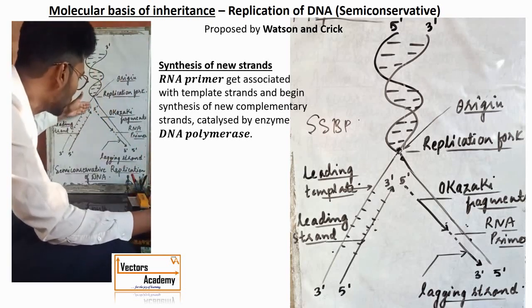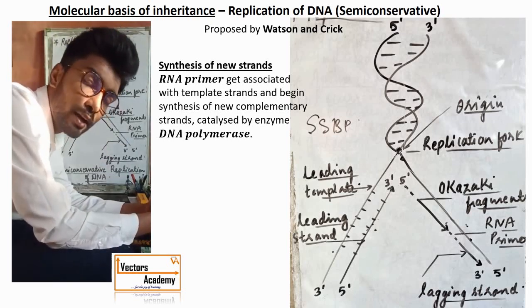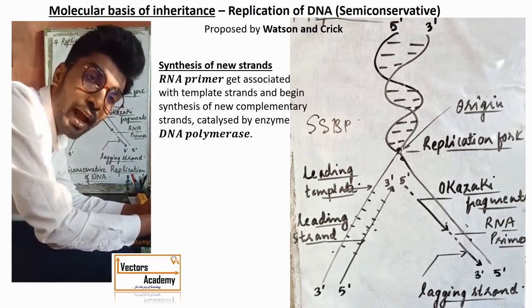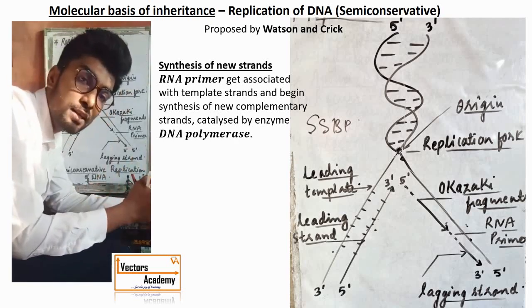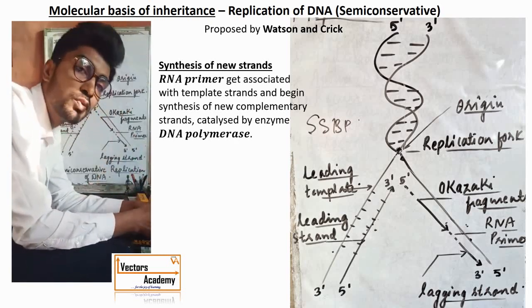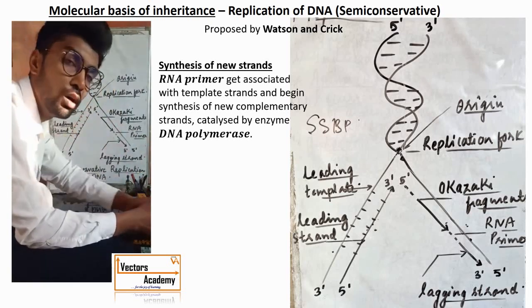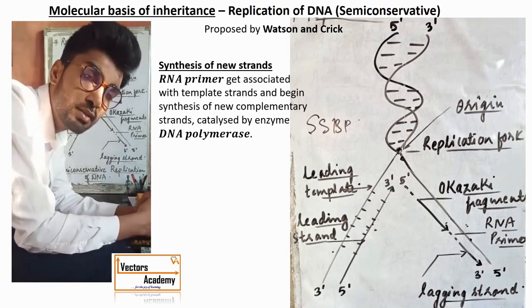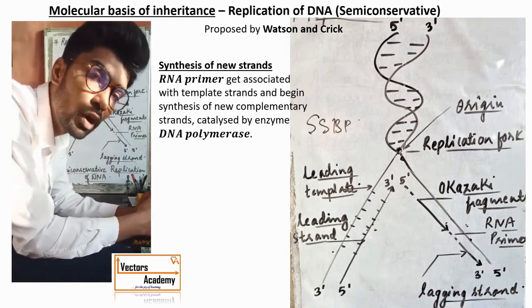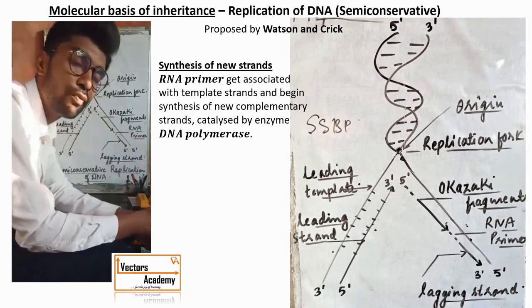Thus there is a formation of a new strand, that is a complementary strand, with the help of an enzyme called DNA polymerase. DNA polymerase is a synthesizing enzyme which plays an important role in the formation of a new strand of DNA. This step is called synthesis of a complementary strand. So I repeat once again, synthesis of a complementary strand.